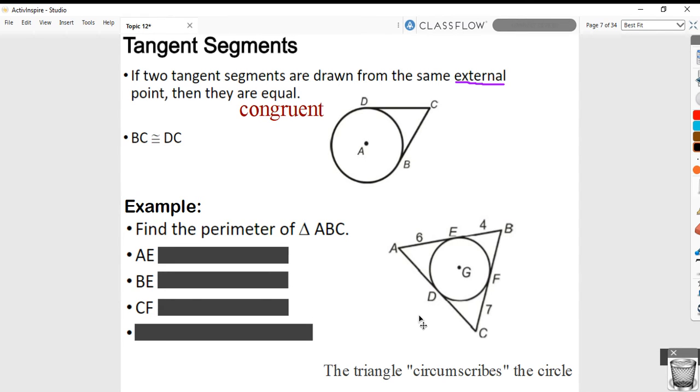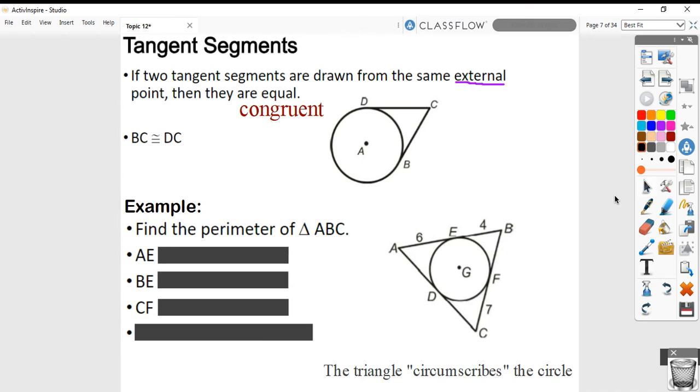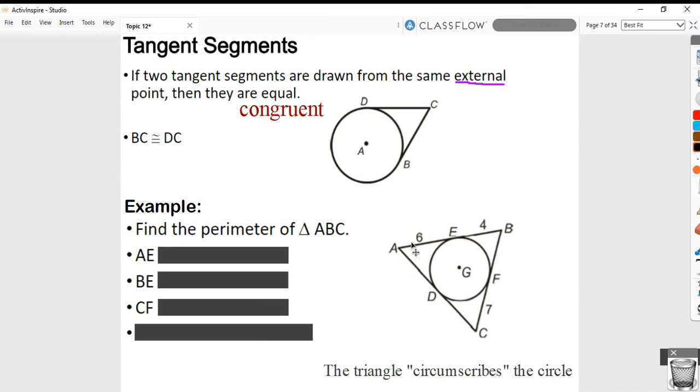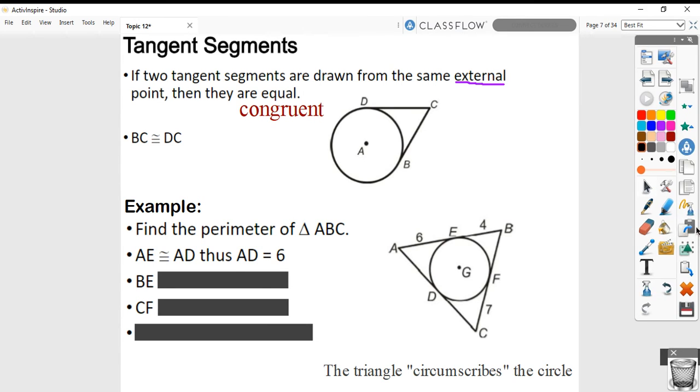Okay, now what this does for us is it lets us answer this question: what is the perimeter of this triangle? And we know how to find the perimeter of a triangle. You add up all of the side lengths. So as long as we can find these missing parts of the side lengths, it'll be easy enough to find the perimeter of this triangle. So let's look at our theorem. Our theorem says that AE and AD, since they're both tangent to this circle and they both start at point A, they must be congruent to each other. All right, so if AE is 6, AD must also be 6.